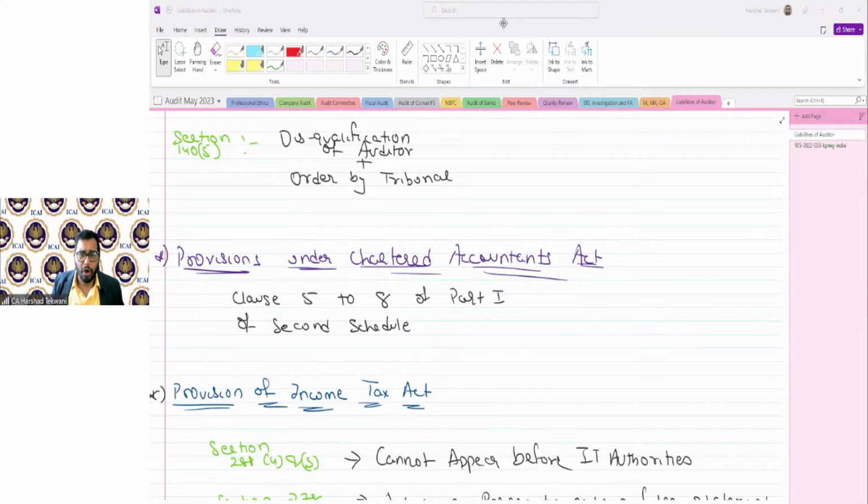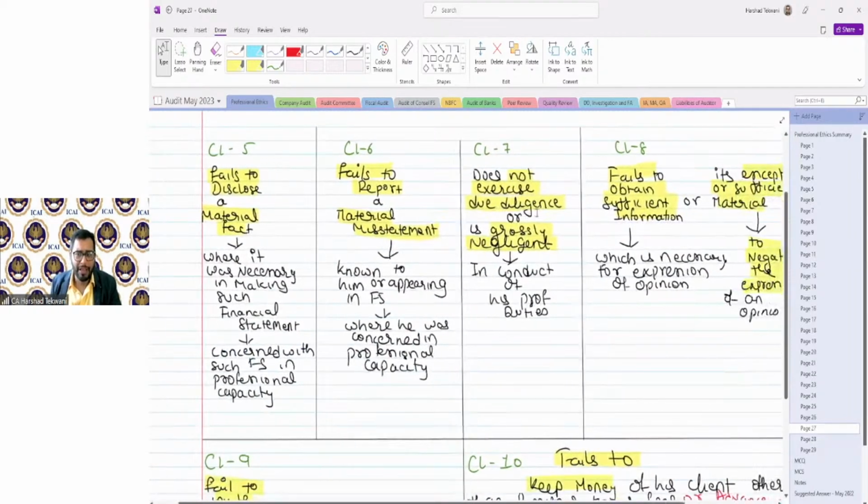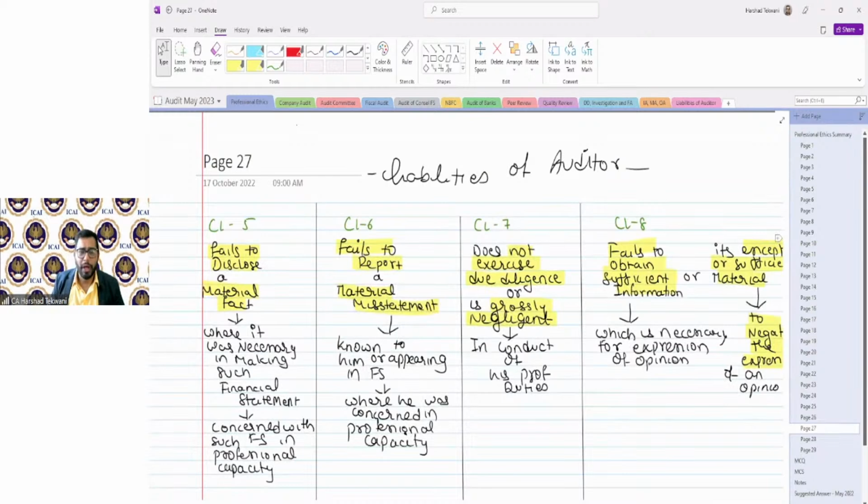we discussed these clauses, clause 5, clause 6, clause 7, clause 8, when we were discussing professional ethics. I purposefully took these clauses together, 5 to 8, because these clauses are directly related to negligence, gross negligence. The auditor fails to disclose material facts, fails to report a material misstatement, does not exercise due diligence or is grossly negligent, fails to obtain sufficient information, or the exceptions are so material that they negate the expression of opinion. Together, they make it gross negligence for a particular auditor.